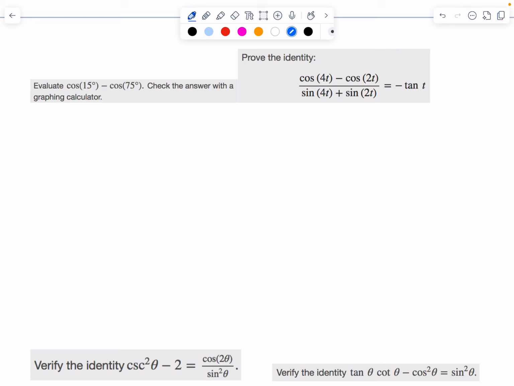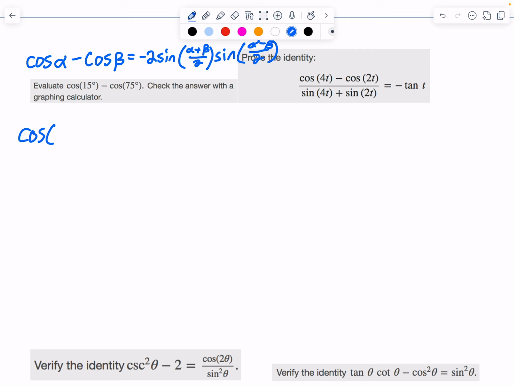In this video, we'll finish up section 7.4 with 4 examples. All right, so looking at this, I'm going to write down the formula from above. Cosine of alpha minus cosine of beta equals -2 sine of the sum divided by 2, and then sine of alpha minus beta divided by 2. Okay, they want us to evaluate it.